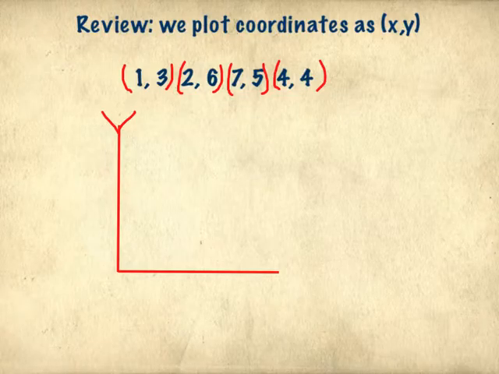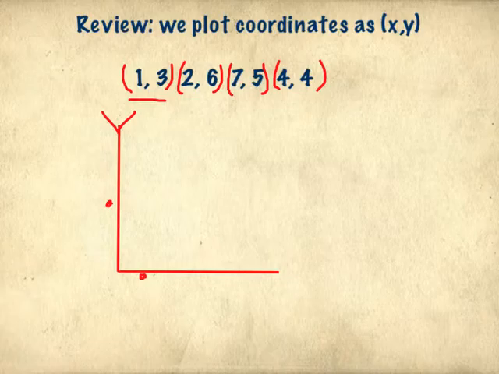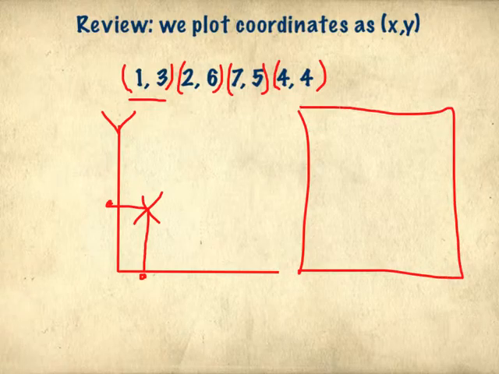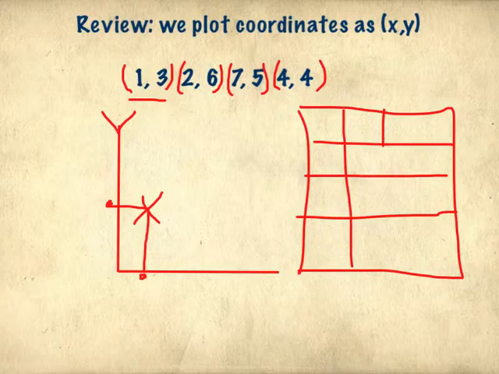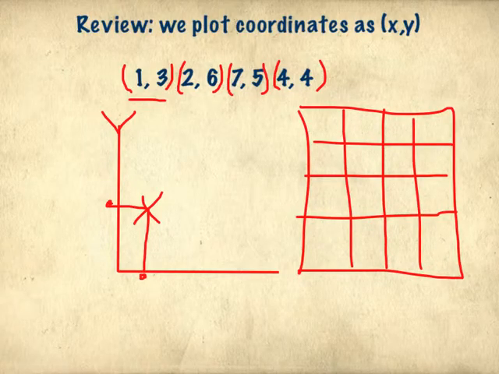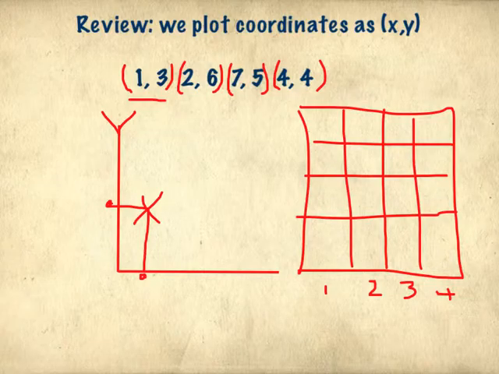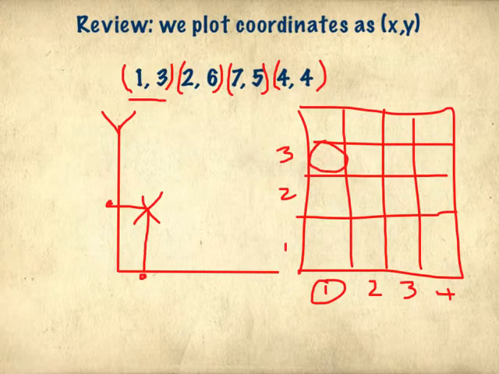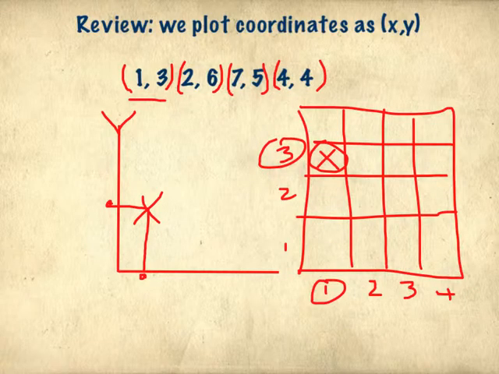So for example, if I was going to plot 1, 3, I would find 1 on the x-axis because x comes first. And 3 on the y-axis, I would find where they intersect, and that's where I would plot it. I can also do it, though, if I wanted to, for example, on a map or something, I can make a grid, and it would be the same. So 1, 3 on here, it would probably look like this. This would be grid 1, and then this would be grid 3, so I would go in there.